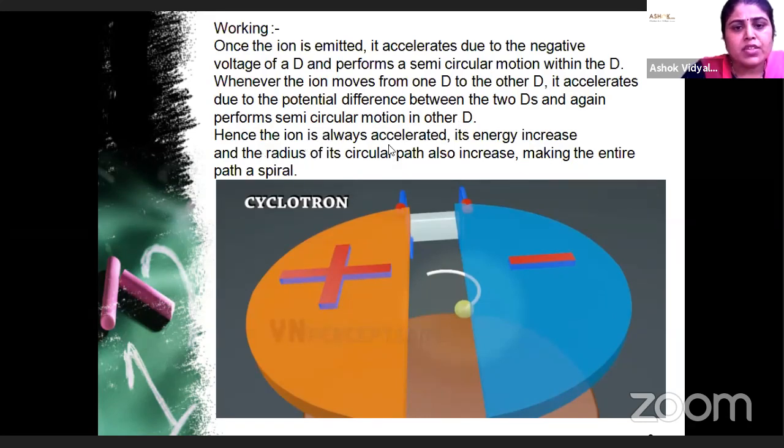Hence, the ion is always accelerated. Its energy during this, that means positive to negative, negative to positive, is increasing. That means the radius of the circular path is also increasing, making the entire path a spiral.